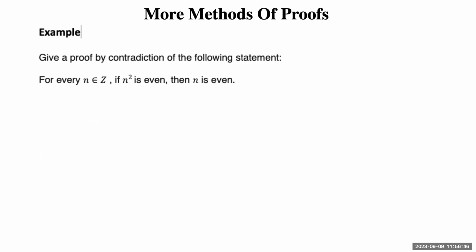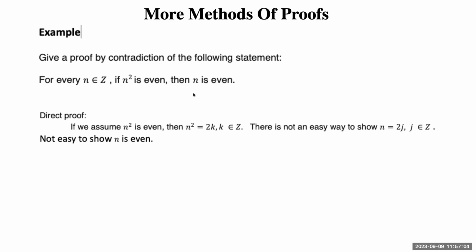So let's look at an example of how we use this proof by contradiction in a real proof. So, for example, we're going to give proof by contradiction for the following statement: for every n in Z, if n squared is even, then n is even. Now, if you try to do a direct proof, we assume n squared is even, and that means n squared can be written as 2k, where k is an element of the integers.